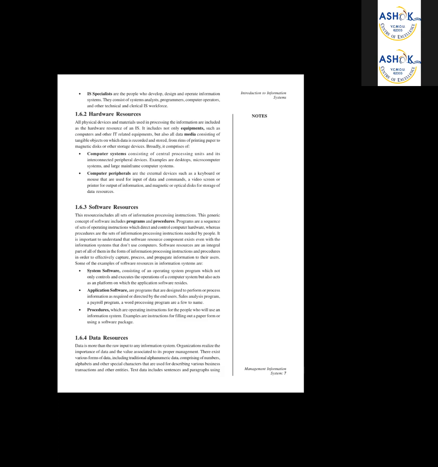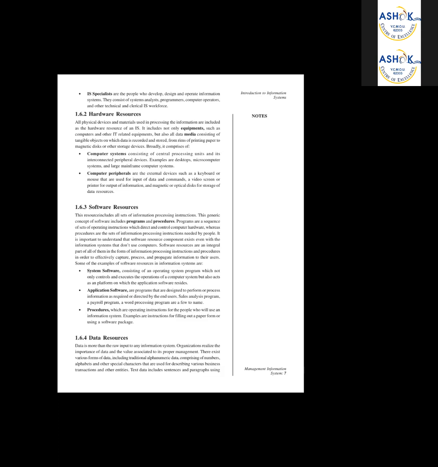Second, application software are programs that are designed to perform or process information as required or directed by the end user. A sales analysis program, a payroll program, or a word processing program are a few to name. Third, procedures, which are operating instructions for the people who will use an information system. Examples are instructions for filling out a paper form or using a software package.